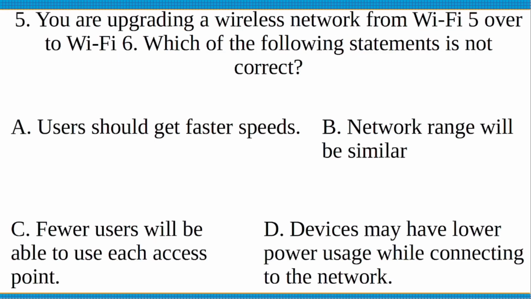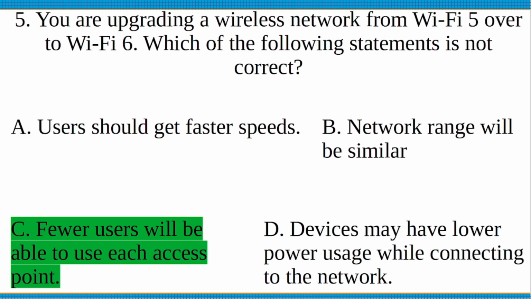Question number 5. You are upgrading a wireless network from Wi-Fi 5 over to Wi-Fi 6. Which of the following statements is not correct? A. Users should get faster speeds. B. Network range will be similar. C. Fewer users will be able to use each access point. D. Devices may have lower power usage while connecting to the network.